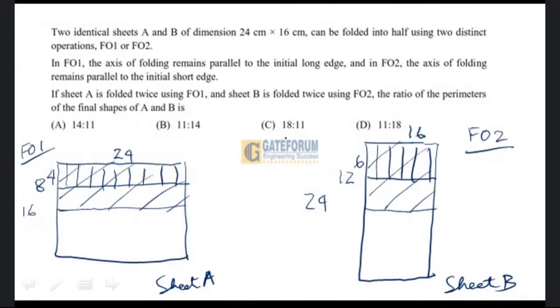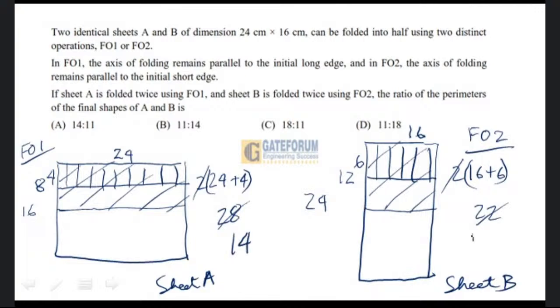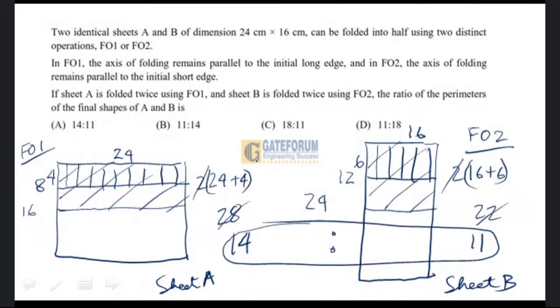So what have they asked? The ratio of the perimeters of the final shapes of A and B is in what ratio? The perimeter of this is 24 plus 4 into 2. And the perimeter of this is 16 plus 6 into 2. So the ratio of the perimeters, 2 will cancel off. This would be 28 and this would be 22. So it will cancel off only by 2. So that is 14 and 11. So 14 is to 11 will be the ratio. So let us see what is the option. Option number A is the correct option.